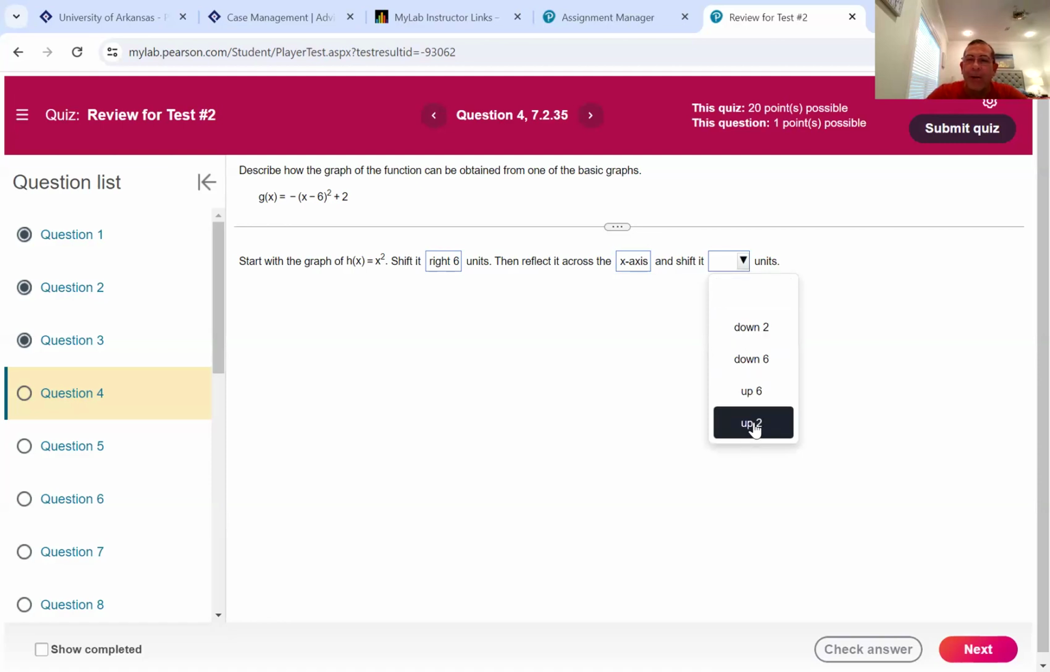All right, Paris, good job, up 2. So y'all, that's it. We went right 6 because of the negative 6. We reflected it because of the negative in the very front, and then we shifted it up 2 because of our plus 2, and then we hit next.